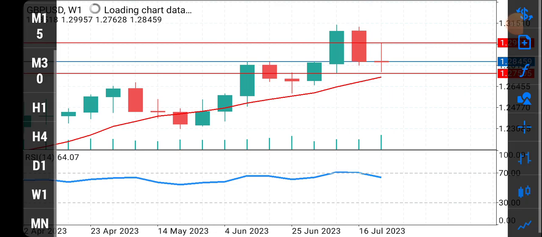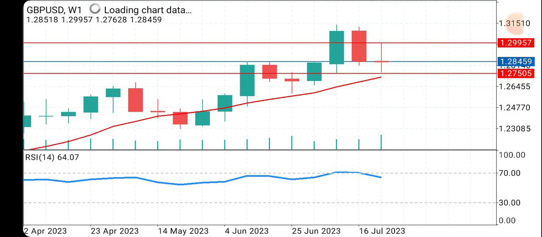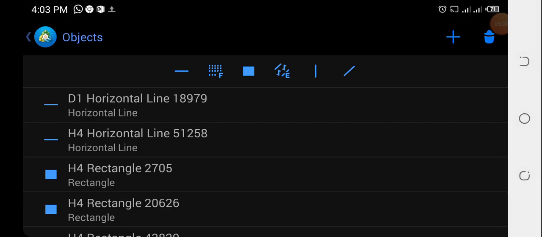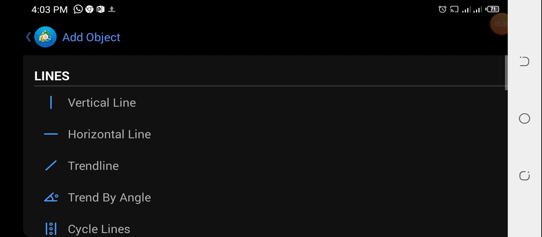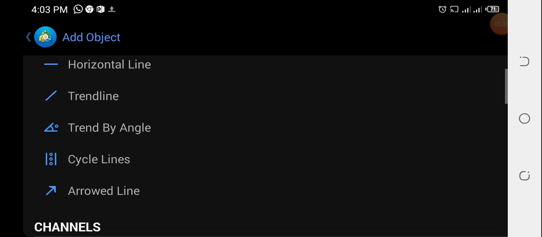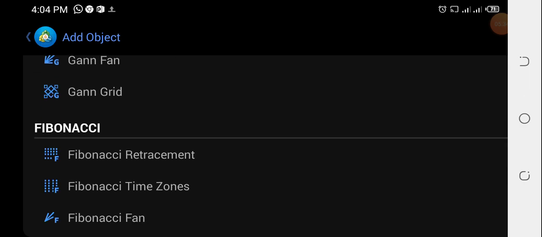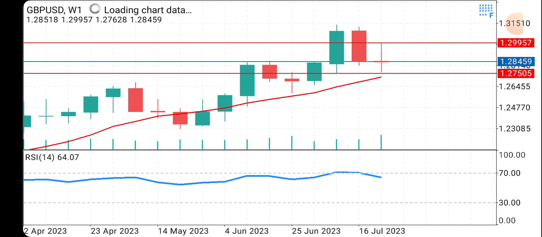So we'll be using our Fibonacci tool, and here's what you'll do. You click this symbol, the one indicating the circle, the square, and the angle. You click it, and then you click the cross sign, and you see an array of tools. You have to scroll down, and then you see Fibonacci retracement right here. So we have clicked our Fibonacci retracement.